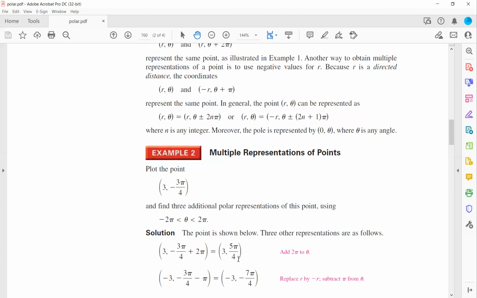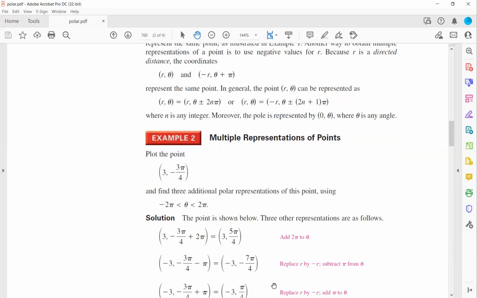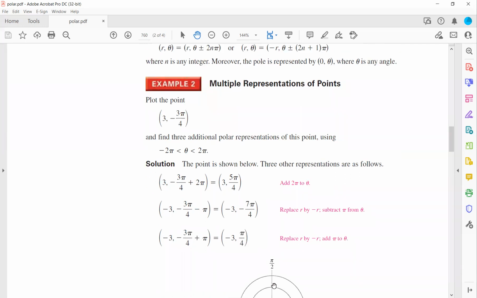Or I might decide to multiply r by a negative sign. r is now -3. And I add or subtract odd multiples of π to my angle, like 1π, plus or minus 1π. Here we can subtract π and we get (-3, -7π/4).